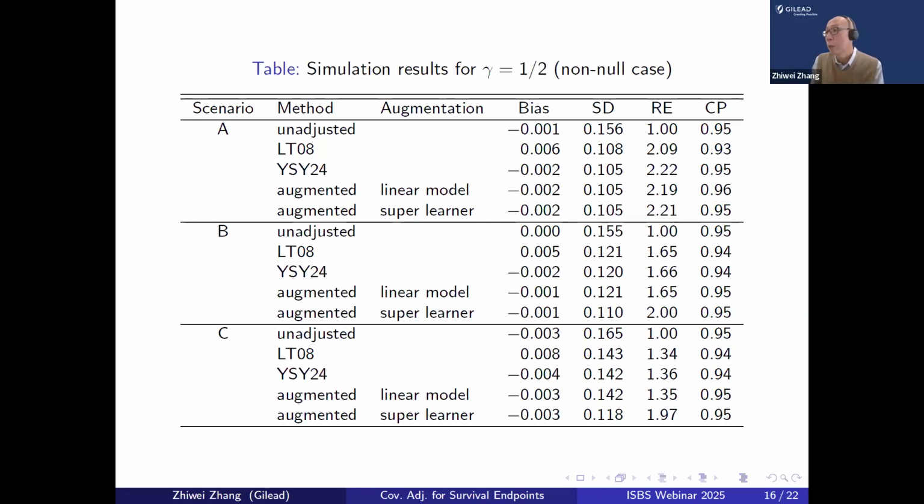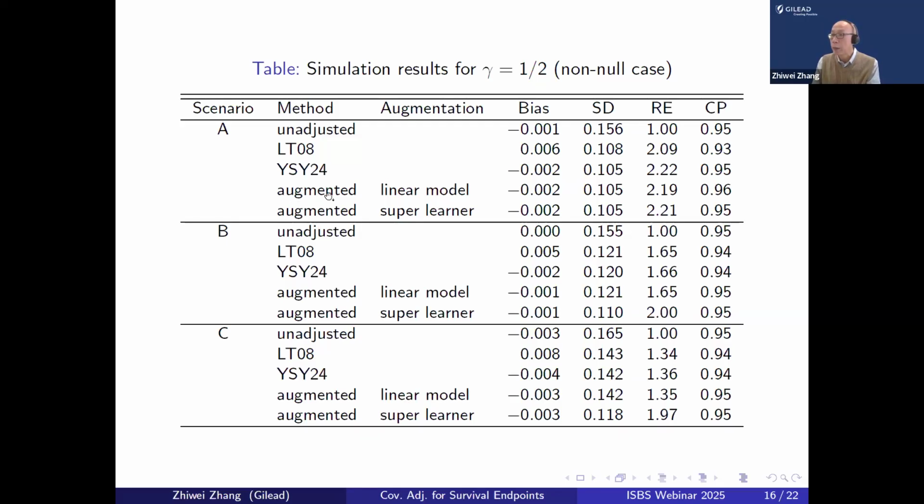This table shows the simulation results for the non-null case. Here, bias is slightly larger in this case, but still negligible for most estimators, with one possible exception, which is LT08. This estimator relies heavily on the proportional hazards assumption, which might be the reason for the observed bias under a misspecified model. The other estimators don't have this problem. The efficiency and coverage results here follow the same pattern as in the null case.